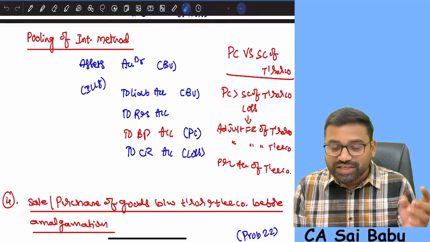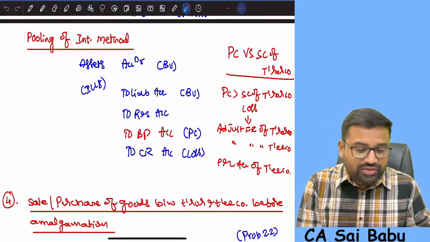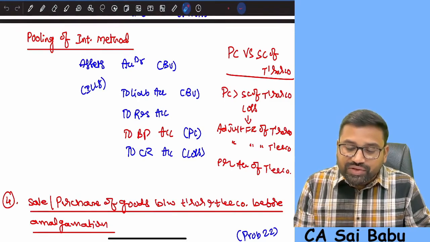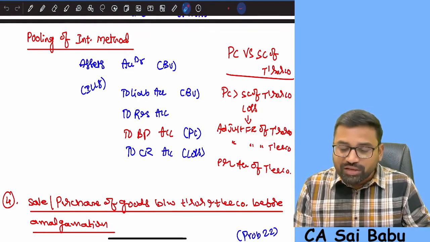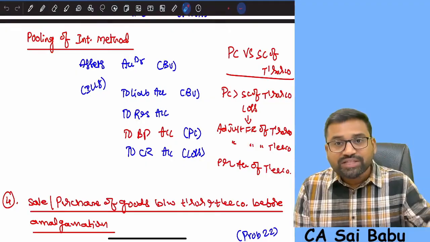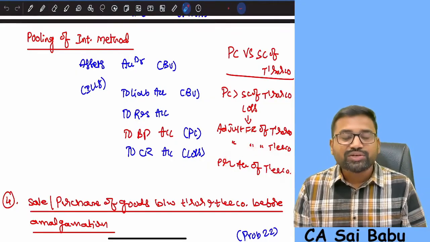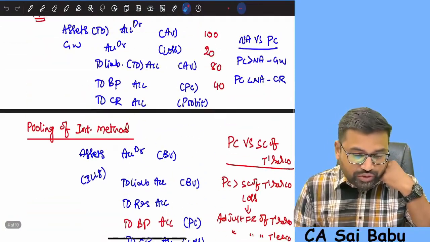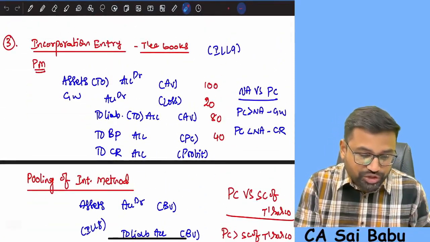Now, AS 14 says, if at all there is a loss in the case of the pooling of interest method, that loss is first adjusted against the free reserves of the transferor company. If not available, then the free reserves of the transferee company. If that is also not available, then it will be debited to the P&L account of the transferee company. So this is one of the most important adjustments.